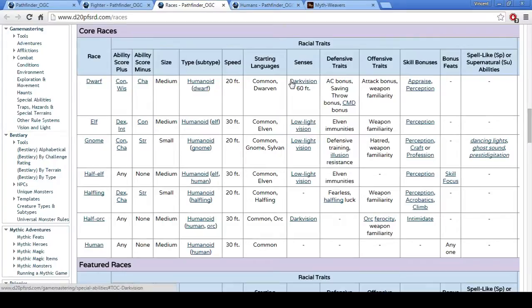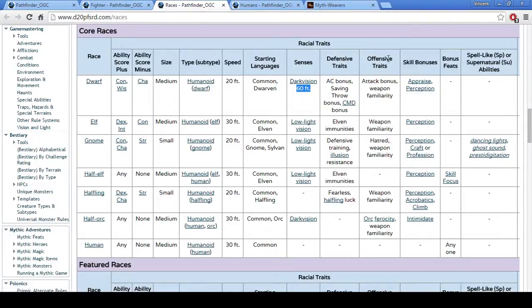Senses just determine how far you can see, and there's really just three types. There's nothing, like humans, our eyes kind of suck. Then there's low light vision, where people can see twice as far in dim light as humans. And then there's darkvision, where you can basically see in pitch black darkness up to a certain range. Your dwarves can see in the dark, because they're so used to living underground, up to 60 feet. Yeah, that's nice.